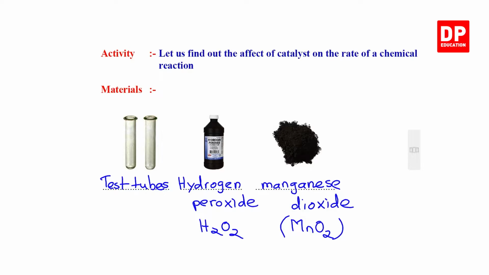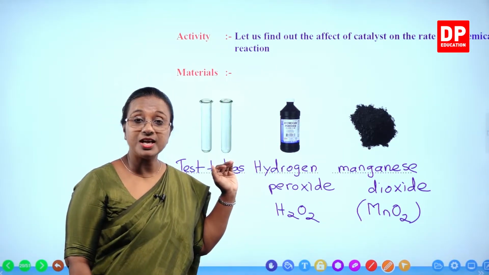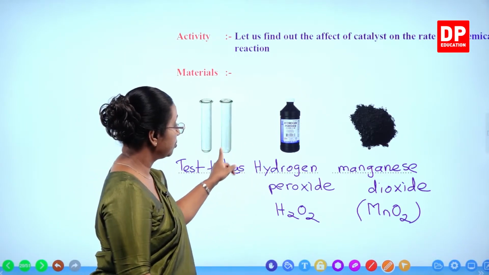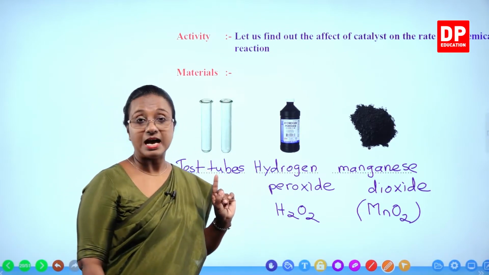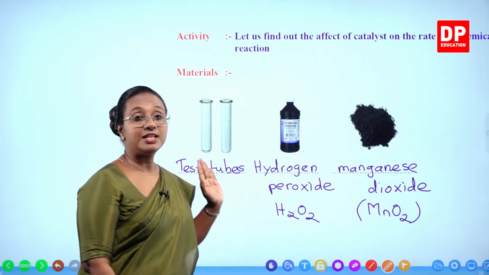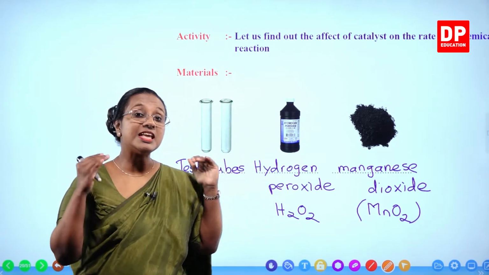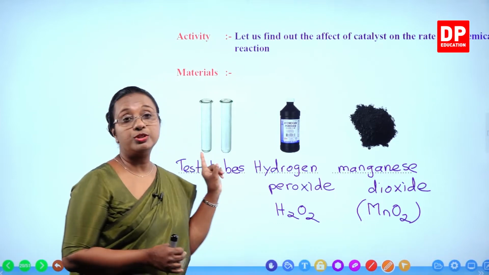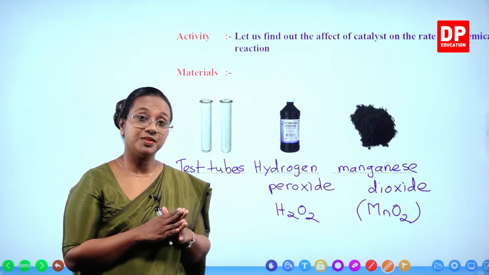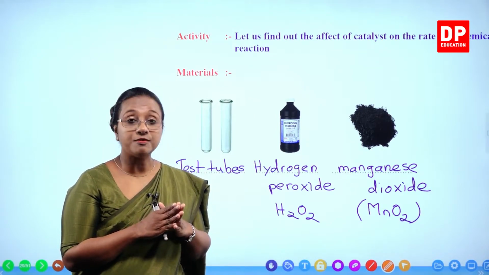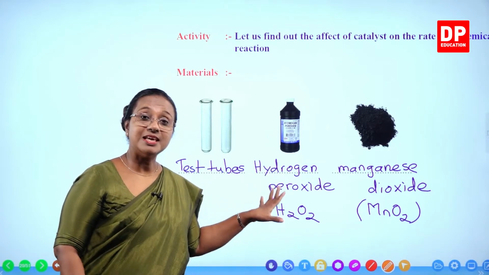You take equal sizes of test tubes, you measure equal volumes of hydrogen peroxide, but into one test tube, you weigh a certain amount of manganese dioxide. You take it into one test tube and then you pour the hydrogen peroxide solutions, equal volumes, into both the test tubes. And you observe what happens there. You will be observing the rate of fizzing and there you will see the change. That is a simple activity.